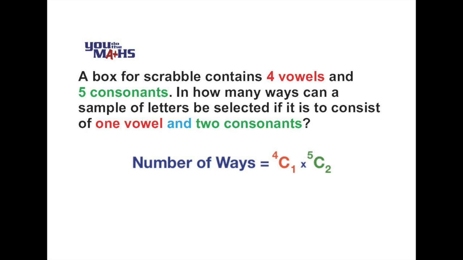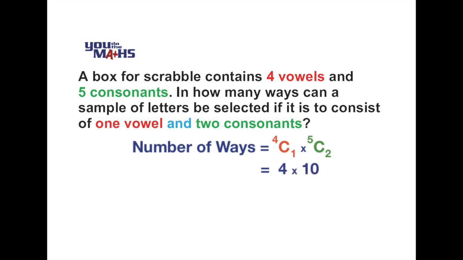And likewise we'll look at how many combinations there are choosing 2 consonants from 5, and we do that by using the combinations formula. So it's 4 choose 1 multiplied by 5 choose 2. Now 4 choose 1 comes to 4 and 5 choose 2 comes to 10, and the product of those 2 numbers is 40.